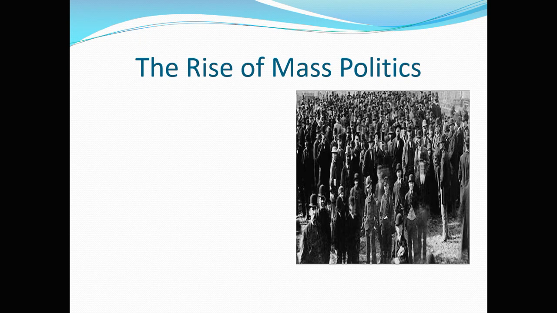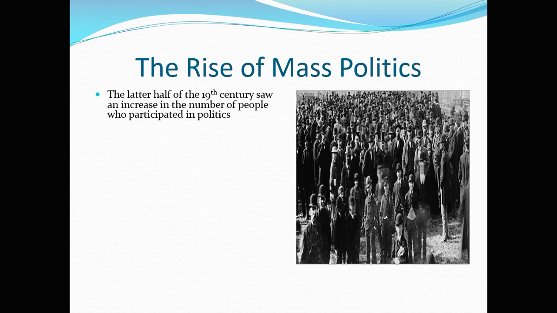The later half of the 19th century led to the rise of what we today call mass politics. That is, certain technological and political changes redefined the political system of Europe in general, but most specifically of the United Kingdom and France, which had the most liberal political regimes to begin with.